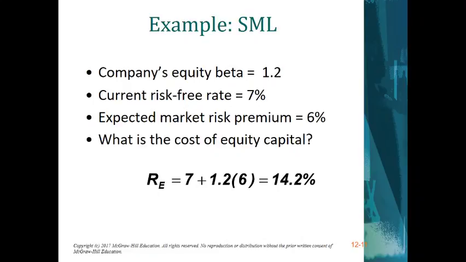The current risk-free rate is 7%. The expected market risk premium is 6%. So the question is, what is the cost of equity capital? So you simply take the 7, that's your risk-free rate, and you add that to the product of 1.2 times 6, which is 7.2%. So here the SML or CAPM is 14.2%, so that's your required return on equity.